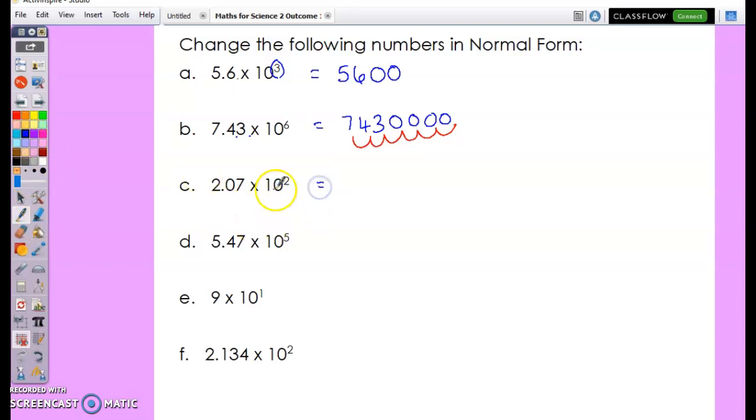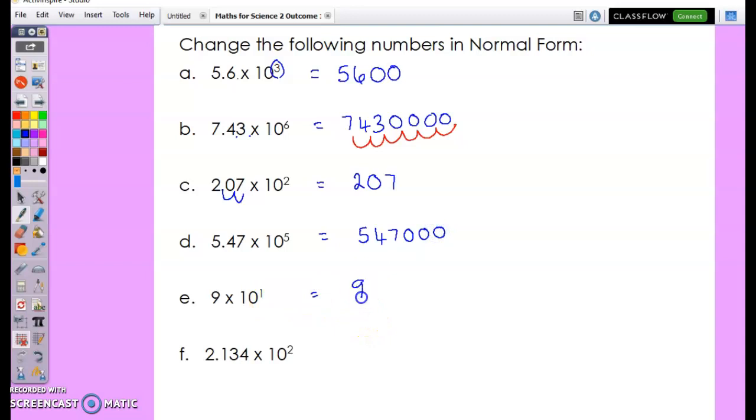Part C, 2.07 times 10 to the power of 2. It's going to take me 2 moves to move that decimal point, so I don't need to add any zeros this time. 5.47 times 10 to the power of 5. There's 1, there's 2, 3, 4, 5.